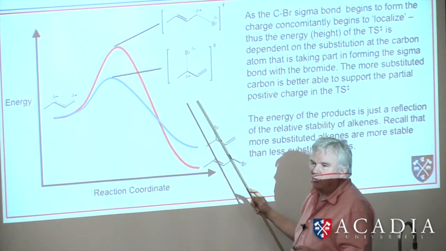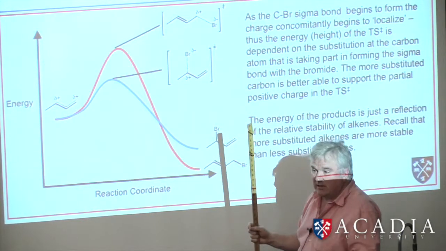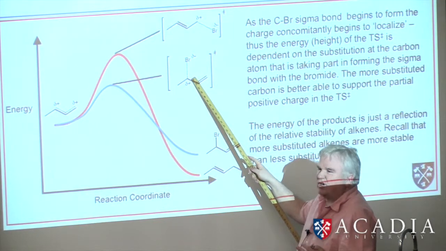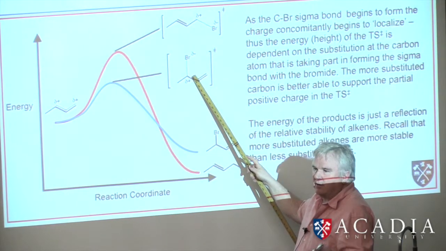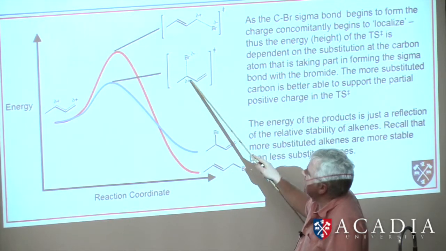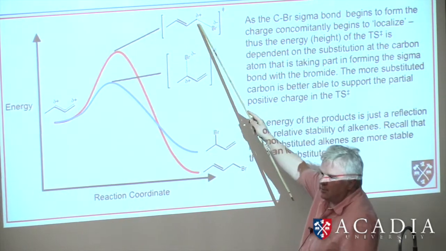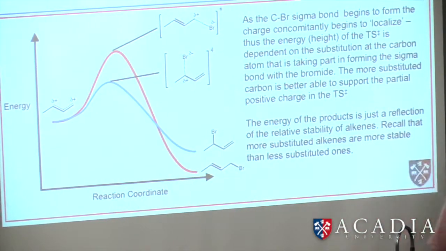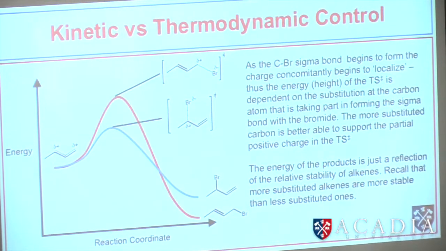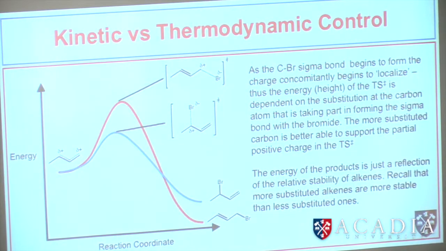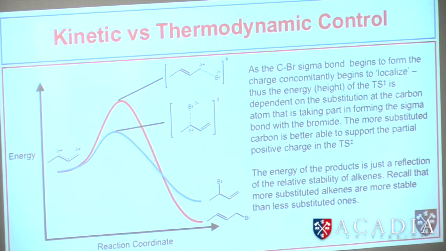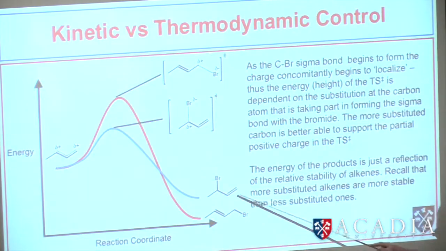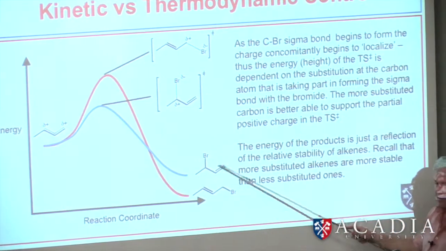So at this point, the carbocation stability loses the delocalization and is dependent on our traditional carbocation stability of non-delocalized systems. And a secondary carbocation is more stable than a primary carbocation. And that explains the differences in the transition state heights, the energy levels of the transition states. So the energy of the product is just a reflection of the relative stability of alkenes when we're under thermodynamic control, because this is a more stable alkene than this.